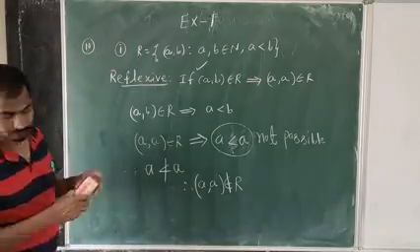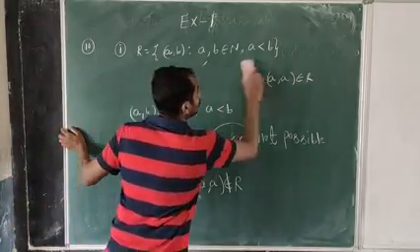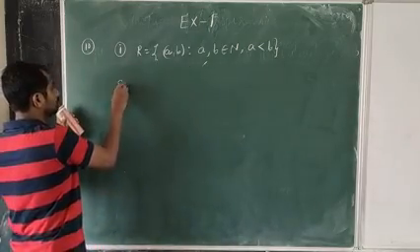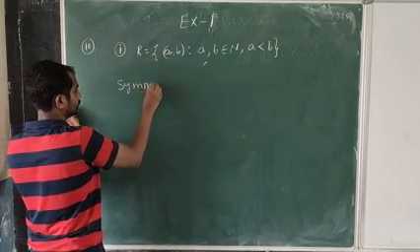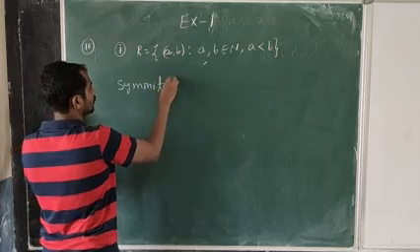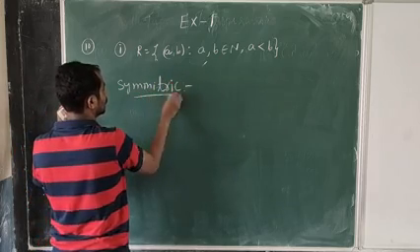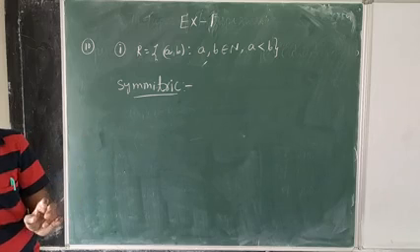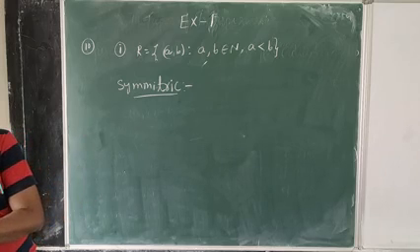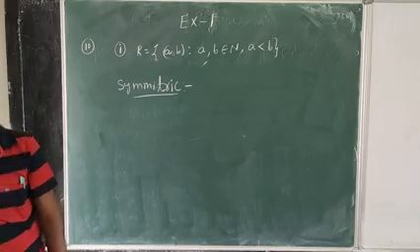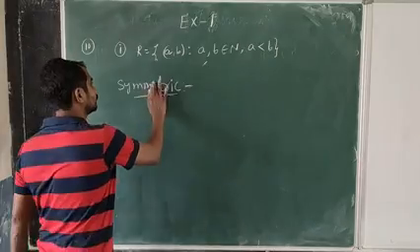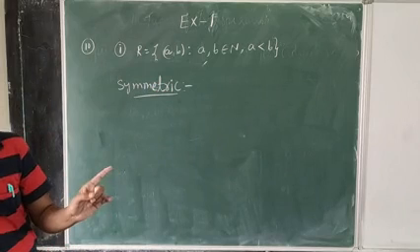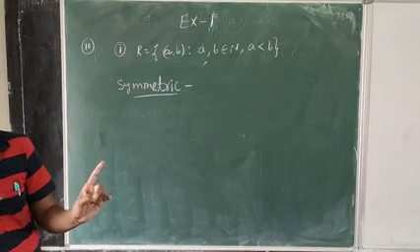Next, second, symmetric relation. We are verifying the three: the first one is reflexive, the second one is symmetric, and the third one is transitive. First we have seen that it is not reflexive, and the second one is symmetric.